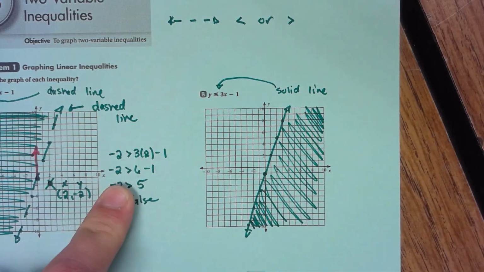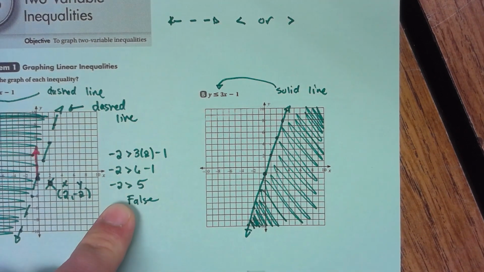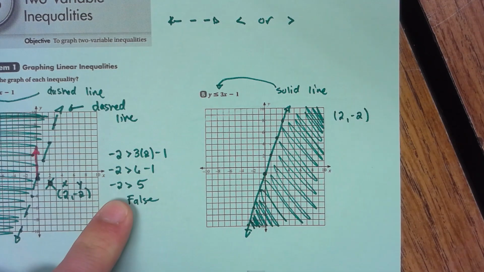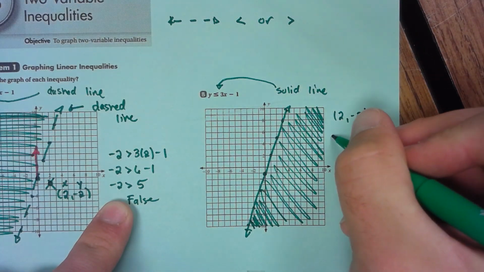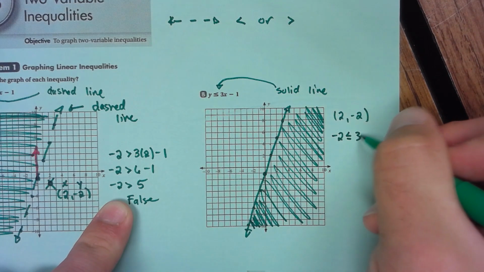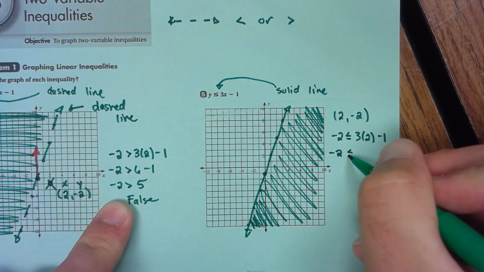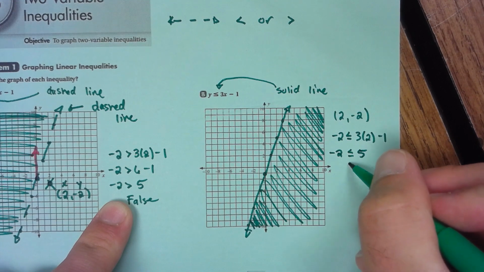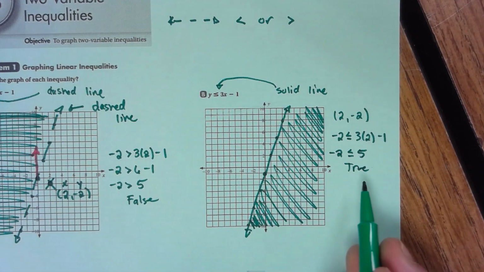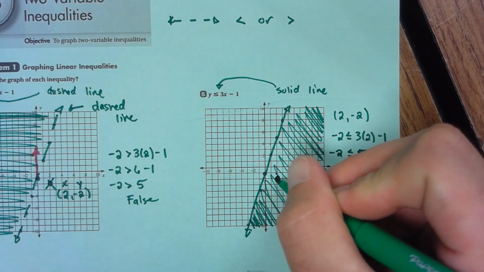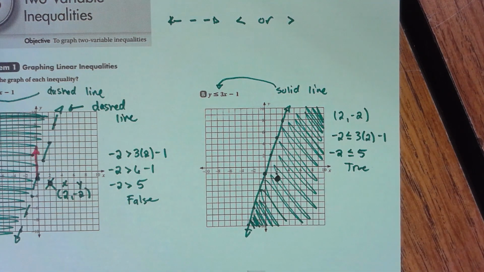Okay, and if I were to pick the same point, let's just pretend that I picked 2, -2 again. Well, we're going to get basically the same result here. -2 is less than 3 times 2 minus 1, where we got that -2 is less than or equal to 5. Well, that's a true statement. And since that's true, that means we're shading the side that includes the point that we tested.